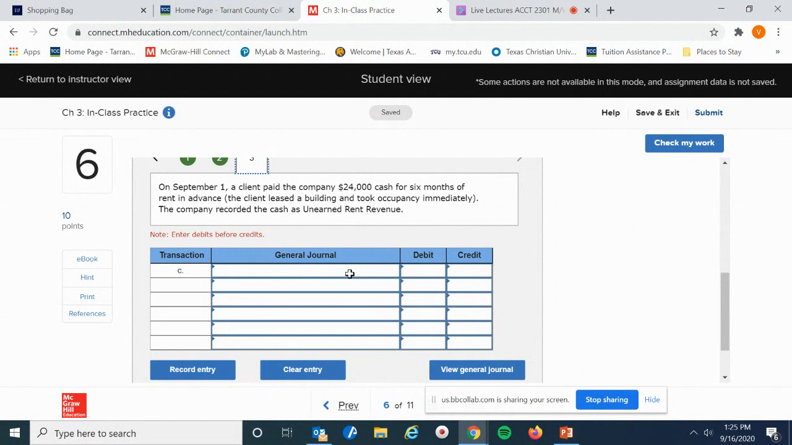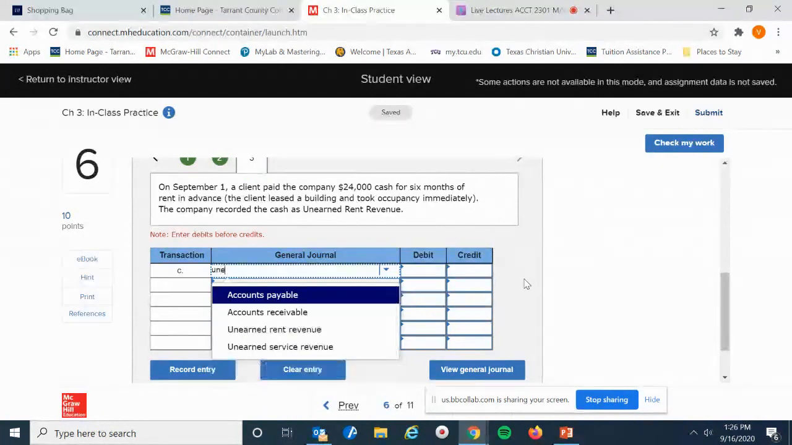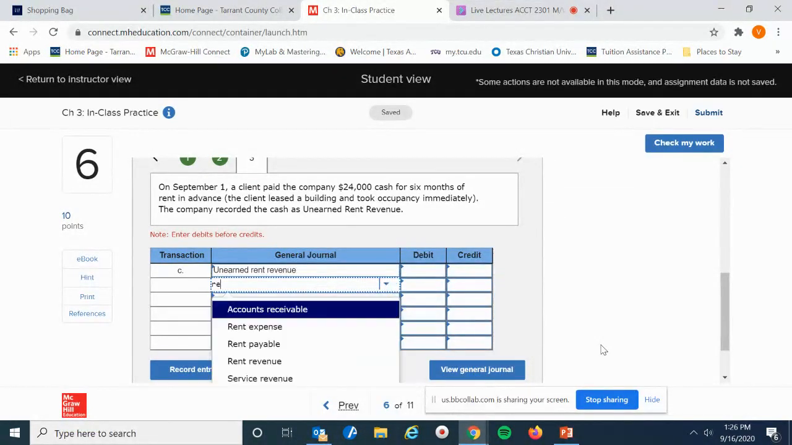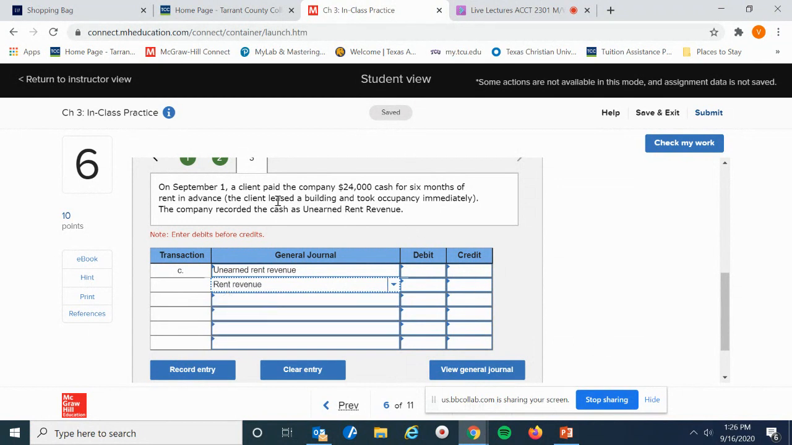Now, I know that the journal entry will be the same. I'm going to debit unearned rent revenue, and I'll credit rent revenue. Now the question is, what would be the amount? Look at when the payment happened on September 1st. So we have the whole month of September, October, November, December. At the end of December, 4 months of revenue are earned.